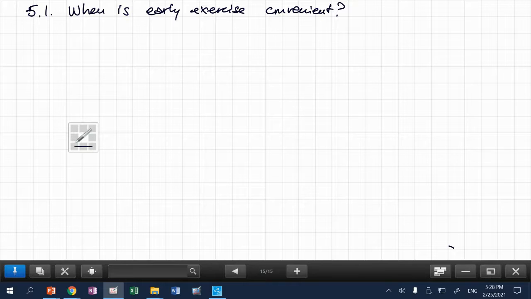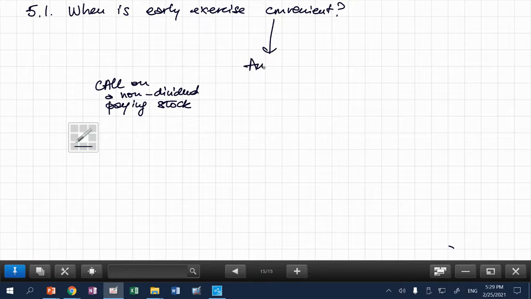All right, we are going to discuss three cases, and I'm going to tell you in advance what's going to happen. The first case that we are going to discuss is a call on a non-dividend paying stock, and in this case, the answer to our question, when is early exercise convenient, is: never. So for a call on a non-dividend paying stock, the implication is that the American option is worth as much as the European.